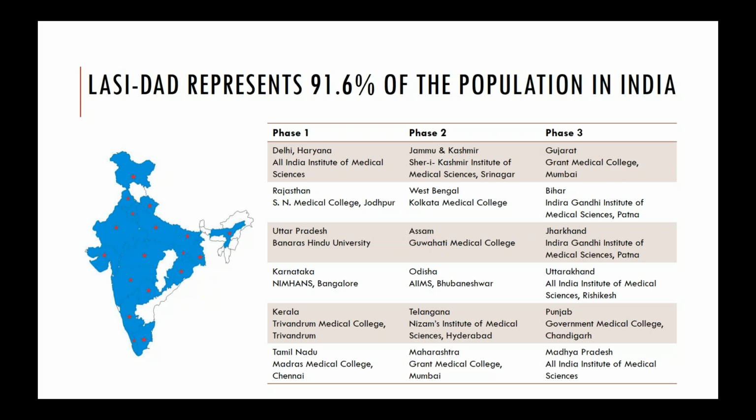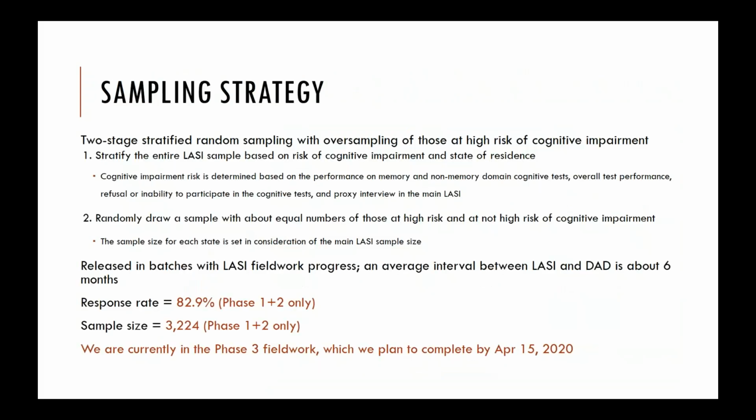We followed up and conducted the interview afterwards. So our fieldwork is in that phased approach. And by the conclusion of phase 3 data collection, we will be able to represent about 92% of the population in India.